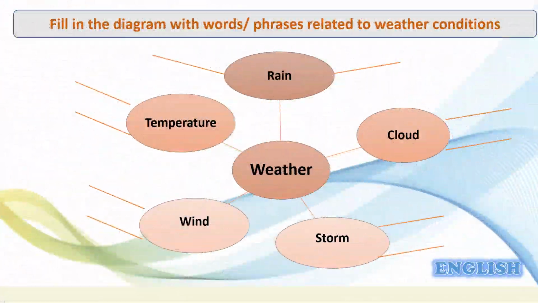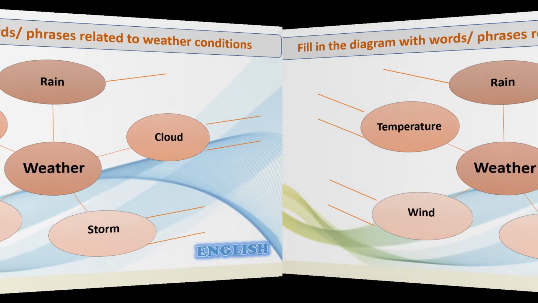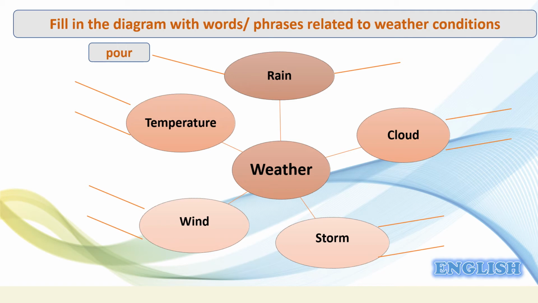And now, dear students, I'd like you to fill in the diagram with words or phrases related to weather conditions. So let's start with the word rain. Which word can you associate or relate to rain? The first word is, excellent, pour. When we say it's pouring, it means it's raining heavily. Good. The second one, it's drizzling. The verb is to drizzle. What is drizzling? It's the opposite of pouring, which is raining in a light way. Very good. Let's move on.